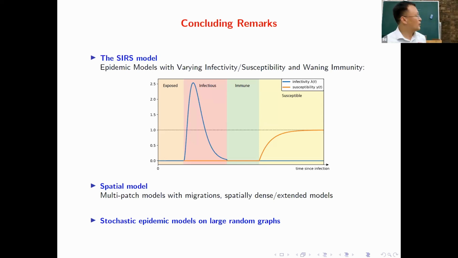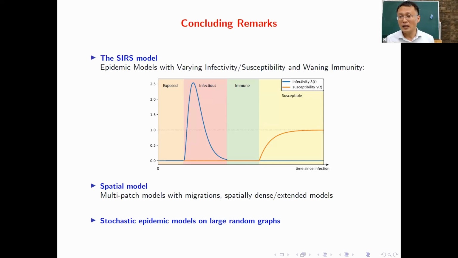And then there are also spatial models. The models I talked about so far are homogeneous. There are also models with spatial heterogeneity and population heterogeneity, and we want to capture these heterogeneous features. One way to look at spatial heterogeneity is a multi-patch model. You can have a fixed number of patches, but also the number of patches going to infinity, the spatially extended case. We have a paper establishing the PDE limit for that model.